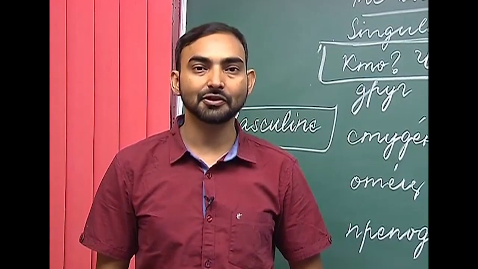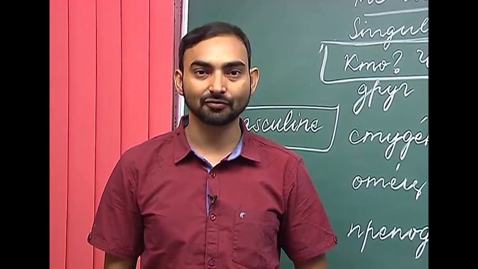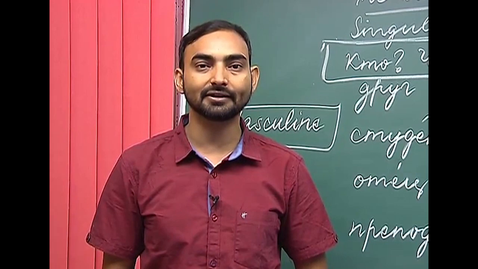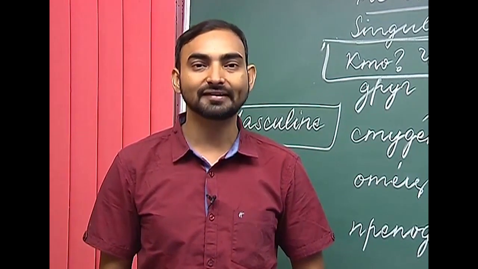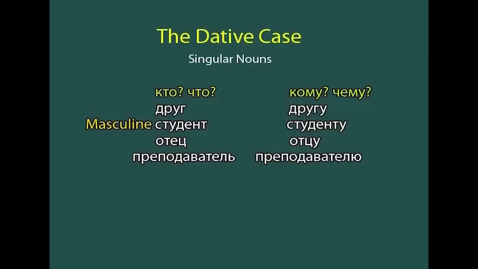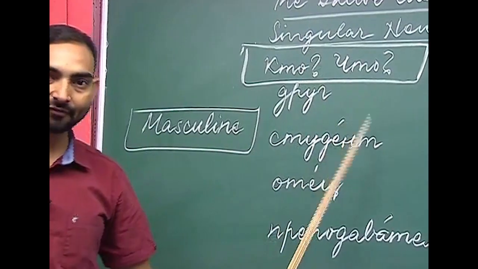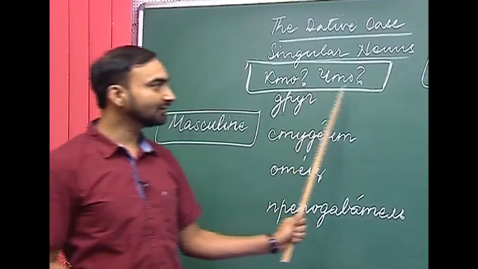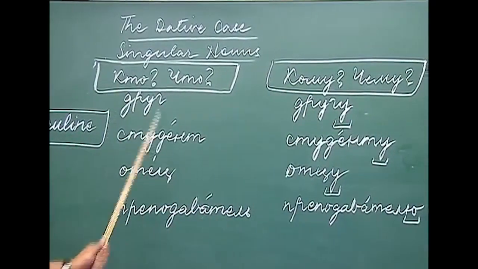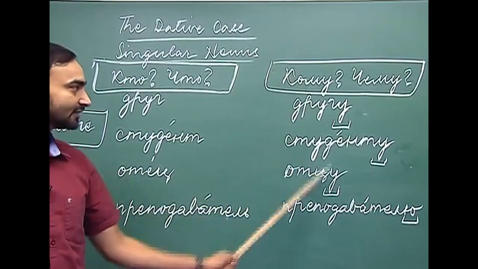We have discussed the uses of the dative case of nouns. Let us discuss the declension of singular nouns in the dative case. So how do singular nouns decline in the dative case? For this purpose, I have written the nominative case forms in the first column and their dative case counterparts in the second one.